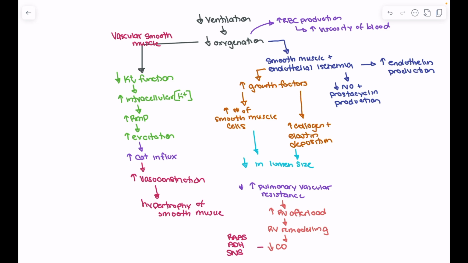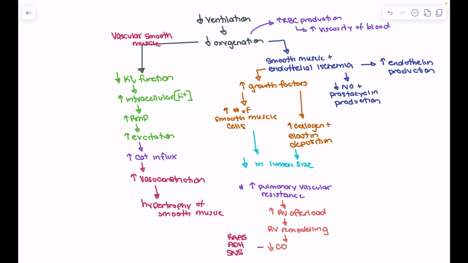So how does something like a reduction in ventilation lead to poor oxygenation and then pulmonary hypertension? But also, what is this cyclic process here? So why is this so bad over the long term? So what we see when we have a reduction in ventilation is a reduction in oxygenation. So we have a reduction in oxygenation, which is basically going to stem all of the consequences that we see for this patient. And the longer this goes on, the worse it is for them.